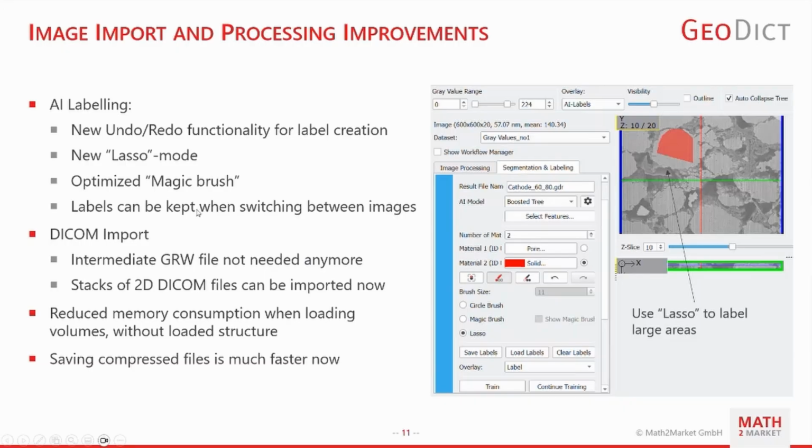So let me summarize. For the AI labeling here, we now have undo and redo. We have the lasso mode, and we have optimized the magic brush. Plus, in cases where you have two 3D image sets loaded, the labels can be kept when you switch between those images. So that makes the labeling much quicker and easier to use.